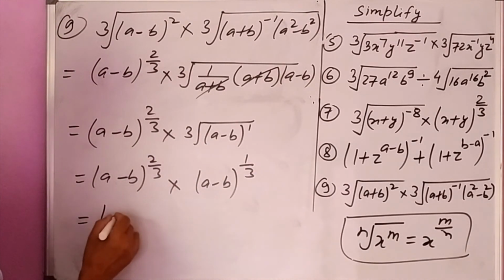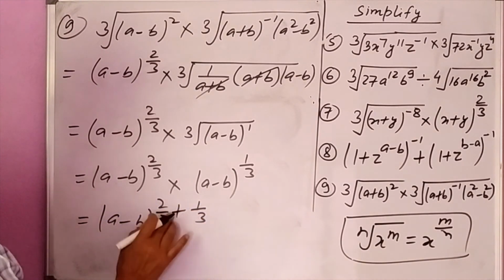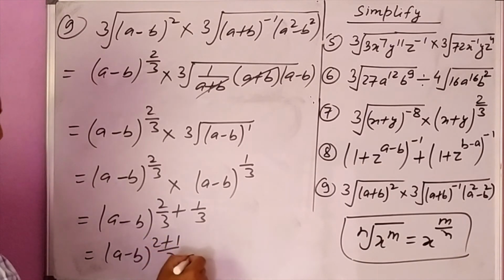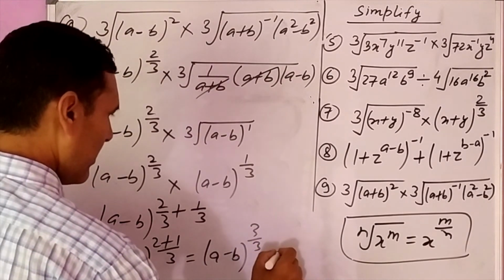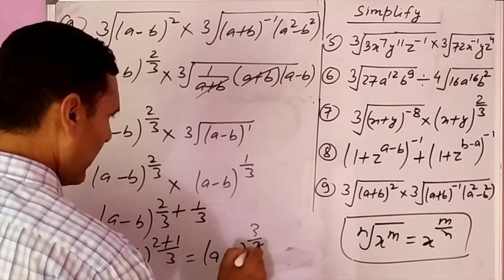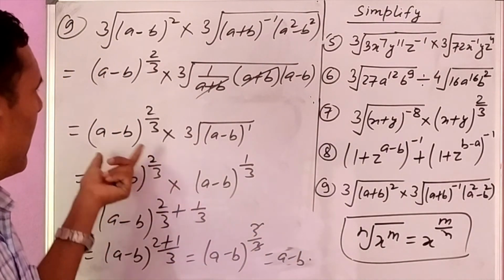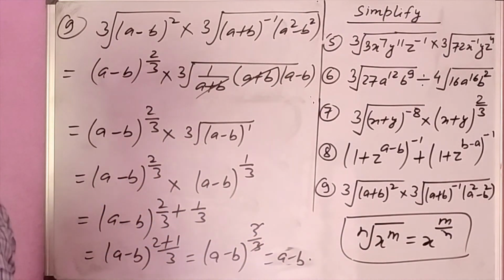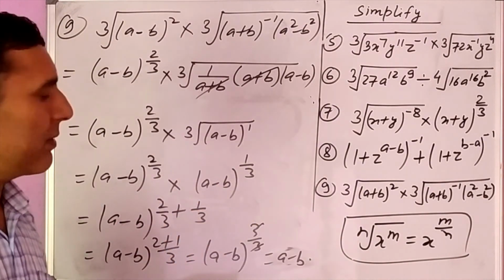if we add the powers on the same base, a minus b to the power 2 by 3 plus 1 by 3, it would be a minus b to the power, if you take the LCM, 2 plus 1 upon 3, that is a minus b to the power 3 upon 3, that is a minus b to the power 1. The 3s cancel, it is a minus b. So that is the difference. When we have the same base like this, the powers can be added together. But when we have different bases, we cannot do anything. I have shown you two cases, the previous one and the second case.